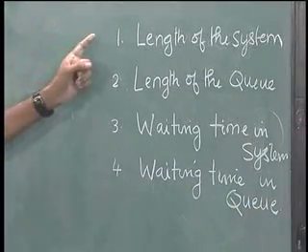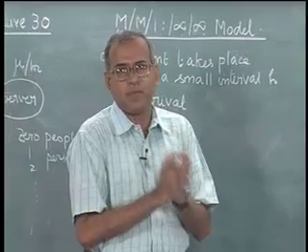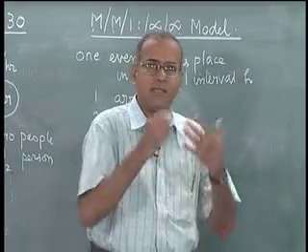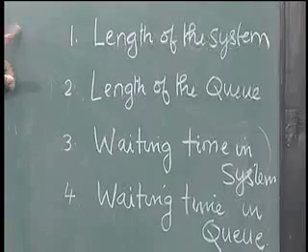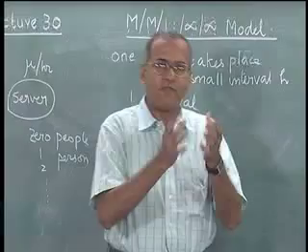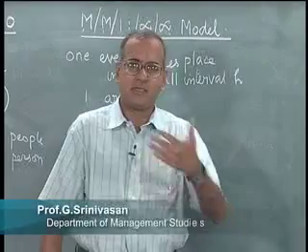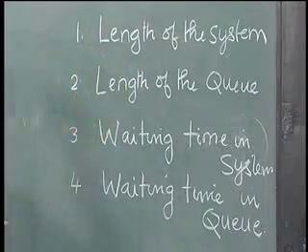Now, what is this length of the system and length of the queue? Length of the system is the expected number of people who are actually in the system, including the person who is being served. Length of the queue is the expected number of people who are waiting for service in this system. So, obviously, there is a relationship between these two.